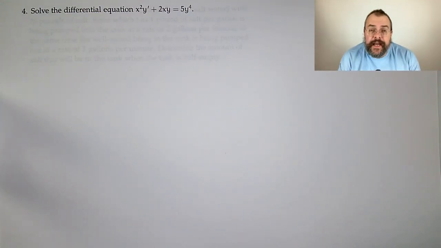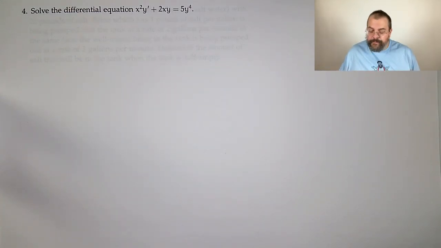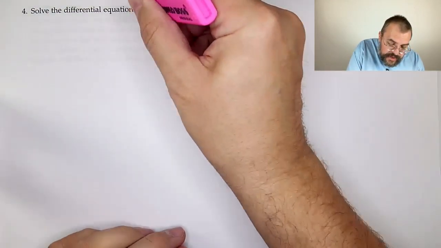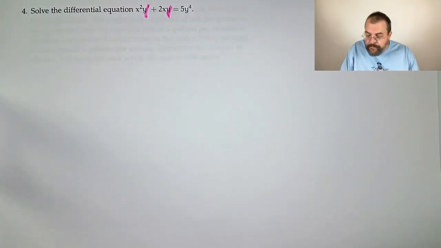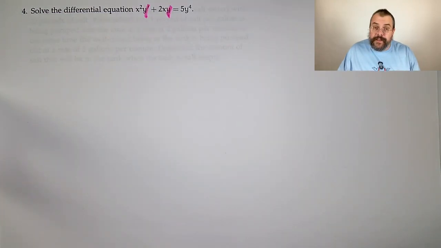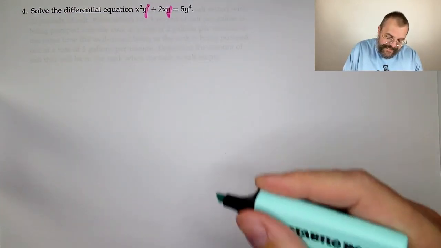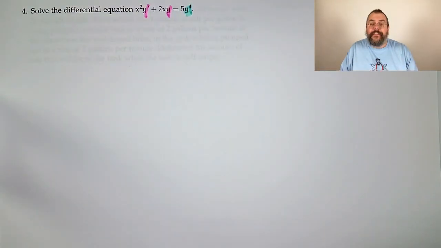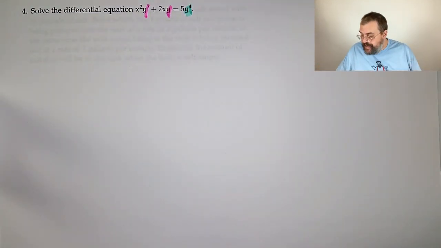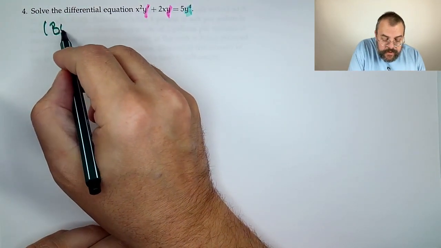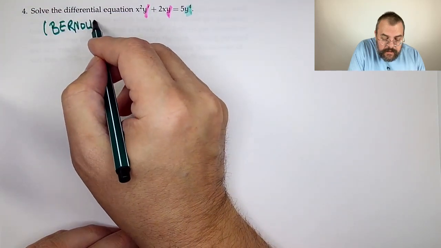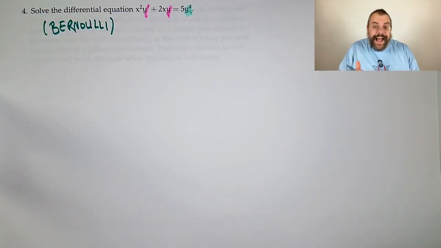Solve the differential equation x squared y prime plus 2xy equals 5y to the 4th. Now, we look at this and say, this feels like linear first order, we see the y prime, we see the y. The only problem, the thing that makes us say uh-oh, is that there's this y to the 4th. So what happens here? We recognize what this is. This is a Bernoulli problem. So we say, yay, Bernoulli.